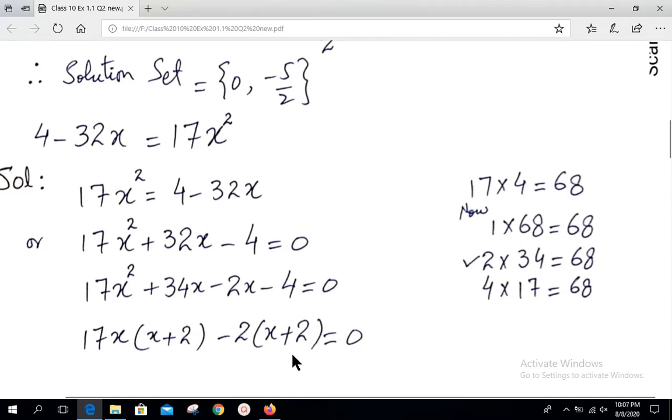It was minus 4, now it becomes inside the bracket x plus 2. You are taking minus 2 as common, you are left with x from the first and then from the second one plus 2, which is equal to 0.